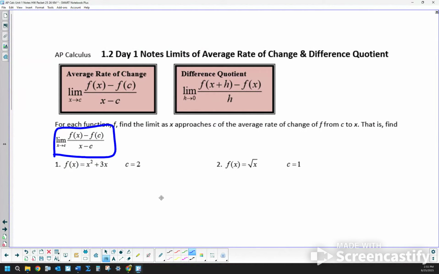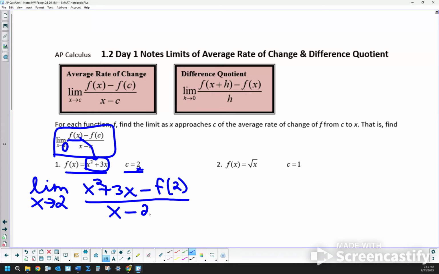So this is our function, which is our f of x here that's given to us, and this is our c value. So we're going to do some substitution here. So the limit as x approaches, now notice this says c, which is 2, so I'm going to replace that with 2. f of x is this entire function, so I'm going to replace f of x with that entire function, x squared plus 3x, and then minus f of c, which in this case is f of 2, all over x minus c, which is 2.